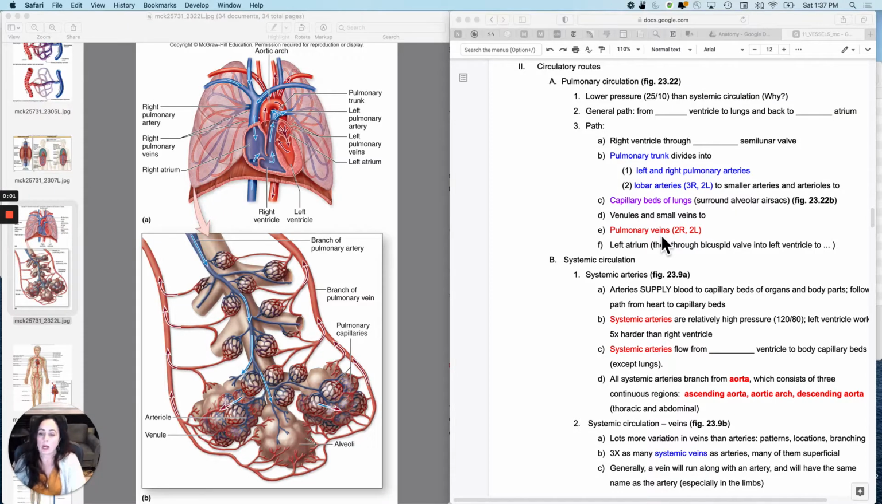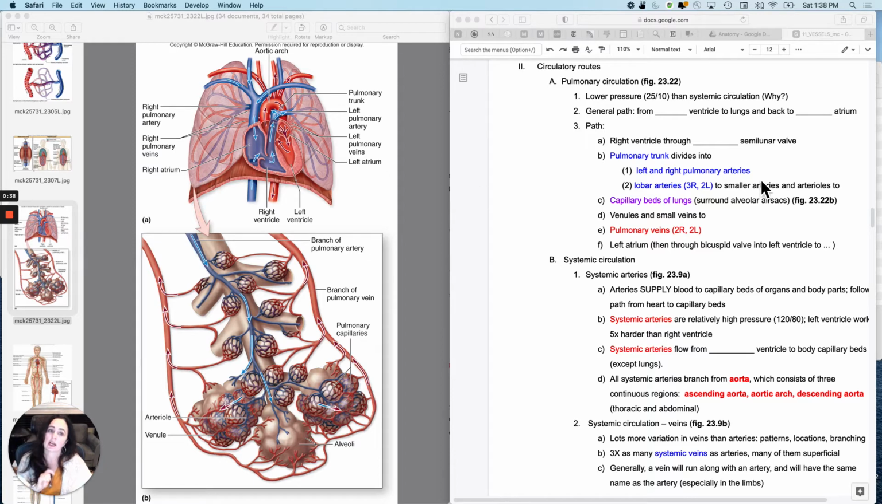Okay, so just a little intro to systemic and pulmonary circulation vessels, and then we'll get into the specifics. You know this, but the pulmonary circuit is going to go from the right ventricle out through the capillary beds of the lungs and then back to the left atrium, right? Whereas systemic circulation is going to go, of course, from the left ventricle to all systemic capillary beds, way more of them, and then ultimately back to the right atrium.